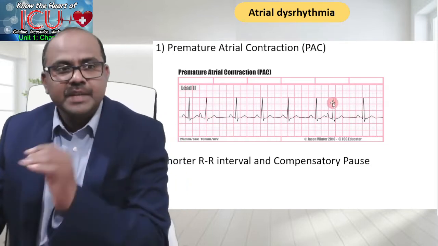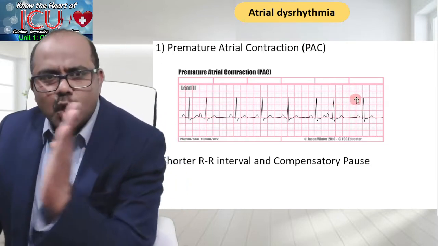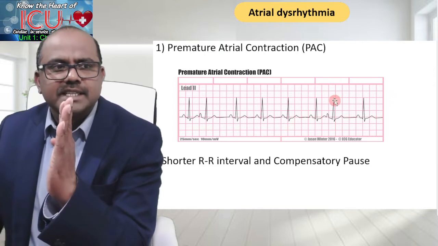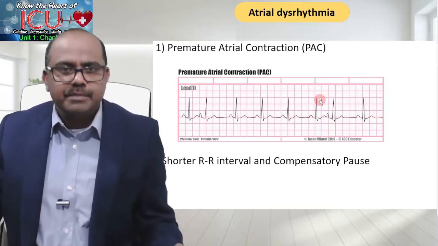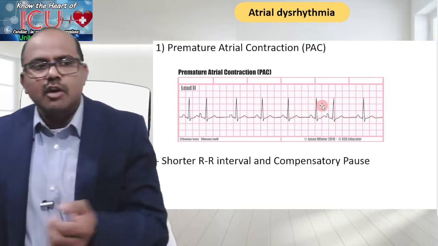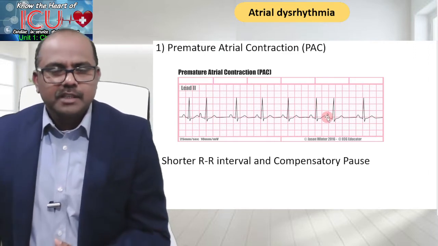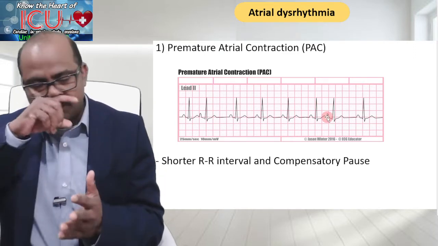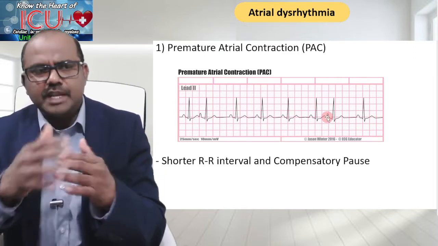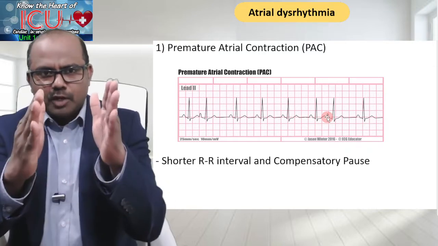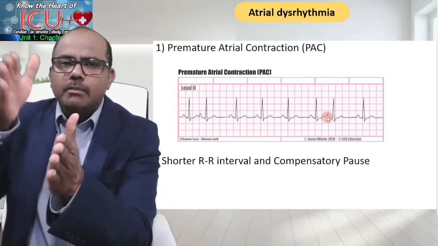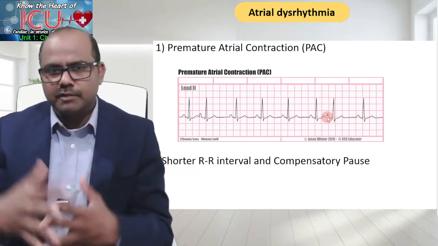So next beat, what happens? There will be a bit longer RR interval to compensate for the shorter RR interval that happened with the premature complex. This is called your compensatory pause. So this is a classic sign of a premature atrial complex. There will be a shorter RR interval and a compensatory pause, or a longer RR interval following it.